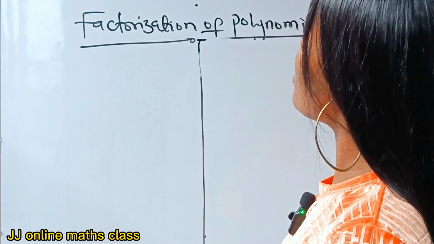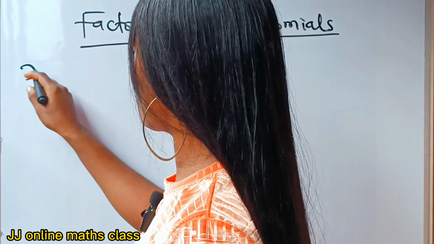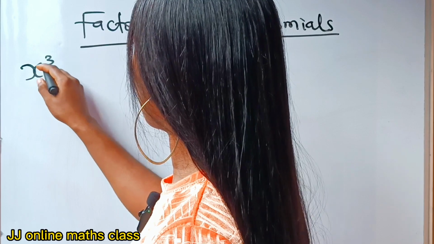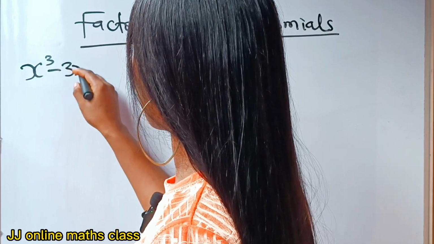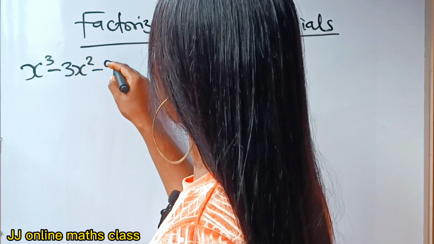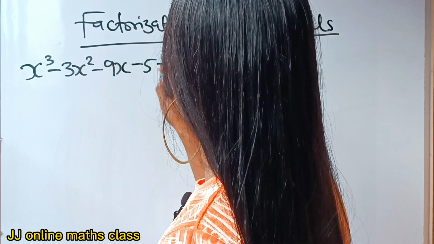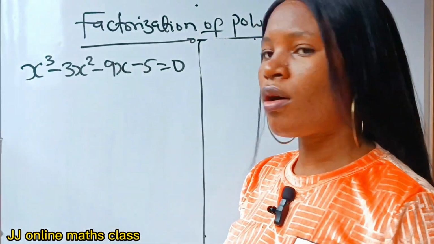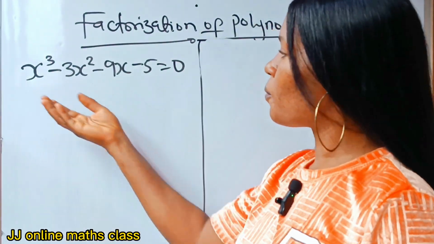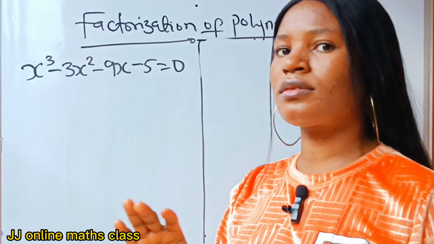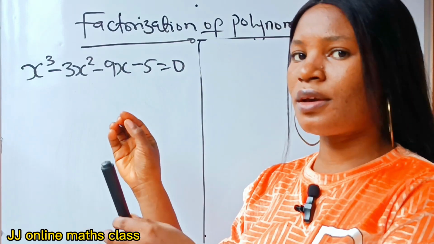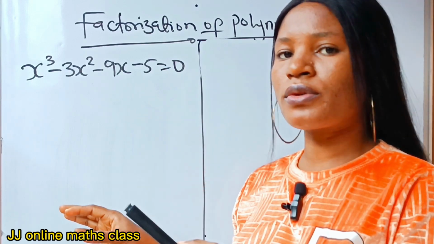Now the second one says that we should do what? Solve x to the power of 3 minus 3x squared minus 9x minus 5 is equal to 0. Okay, now as usual, let's first of all try the factorization method. That is the first one that we used.